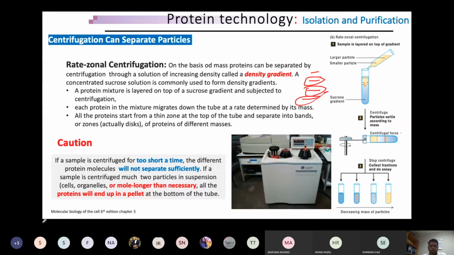So how do you normally do that? A protein mixture is laid on top of a sucrose gradient. Most commonly we use sucrose. It's easy to prepare, it's easy to make. So you make a concentrated solution of sucrose, maybe a 10 molar solution is sufficient, sometimes 20, it depends what you want to do. So a 10 molar solution, for example, of sucrose, once made, is spun at high speed in a centrifuge like this.